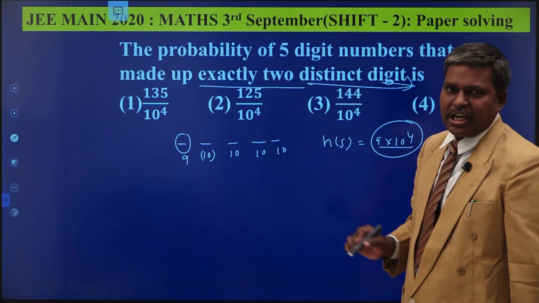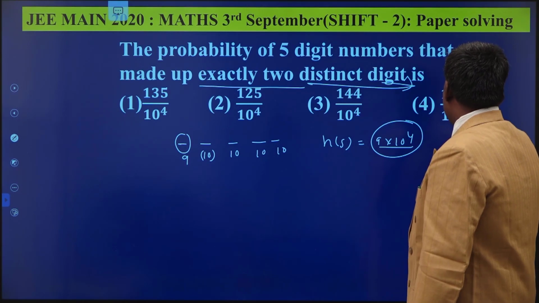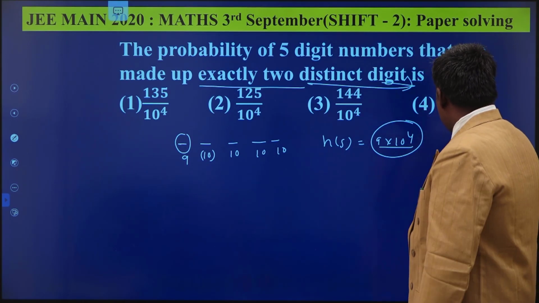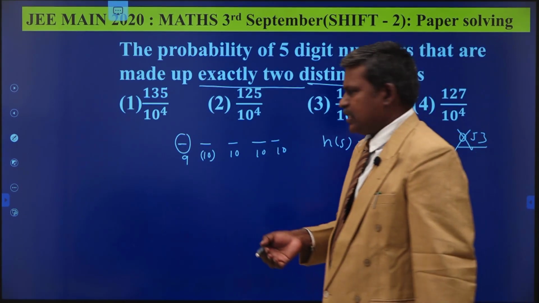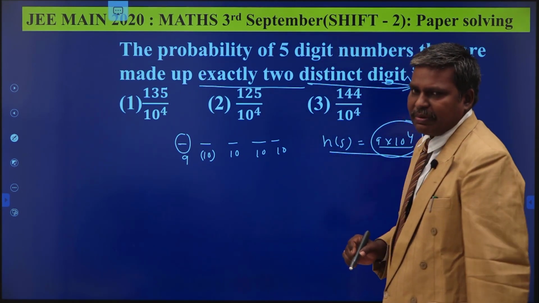9 into 10 power 4, because the first place cannot be occupied by 0. Suppose 0, 5, 3, it is not a 3-digit number. It is only a 2-digit number. That is why 0 should not come first. So the number of 5-digit numbers is 9 into 10 power 4.